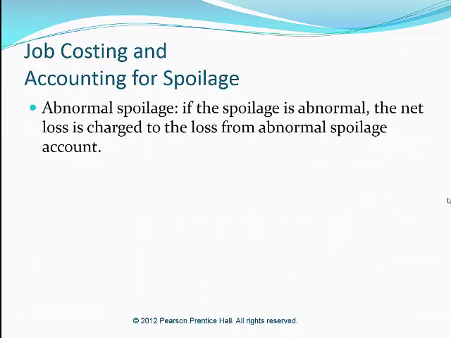If we have abnormal spoilage, again, it's a period cost. It's going to be showing up on our income statement. We're going to debit that account called loss from abnormal spoilage, and we're going to highlight that to management and production and engineering and see if we can find out what our root cause is and continue on with that continuous improvement initiative.